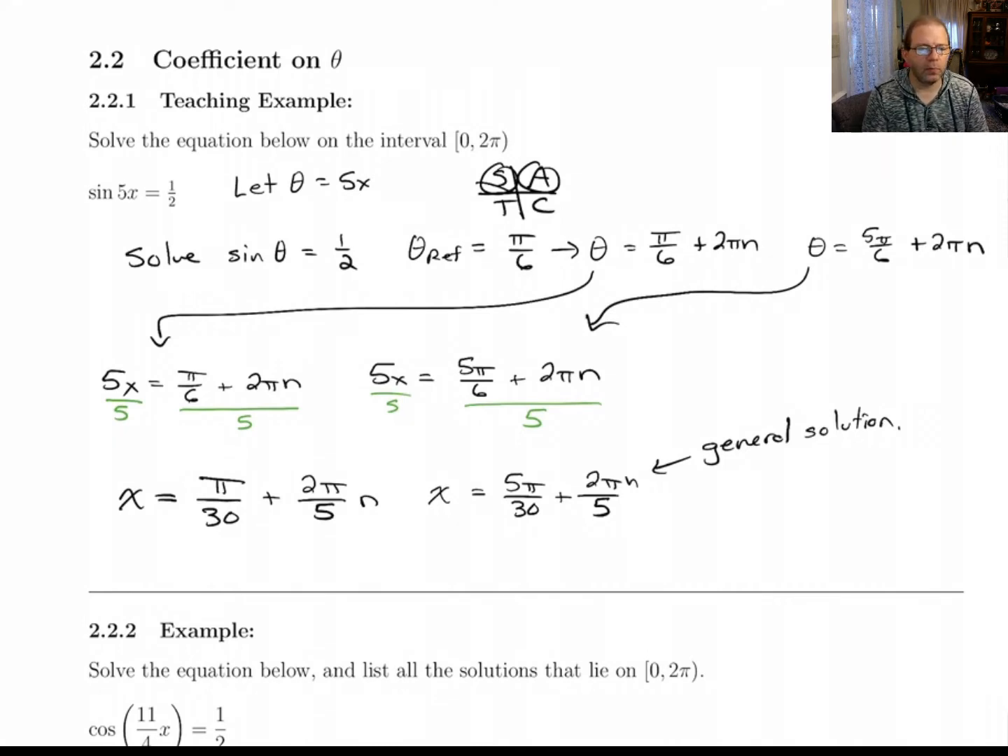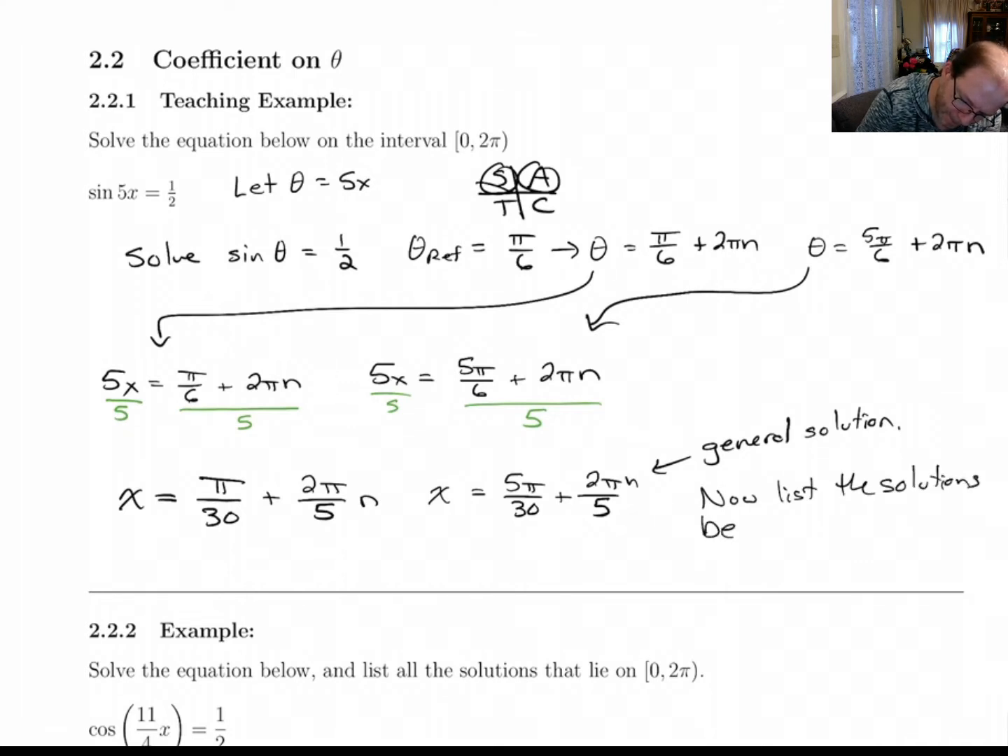Now, what we're asked to do here is to solve the equation on the interval from 0 to 2 pi. So what we want to do is list all of the solutions that lie in that interval between 0 and 2 pi. All right, here's the easiest way to do that. Grab a calculator.